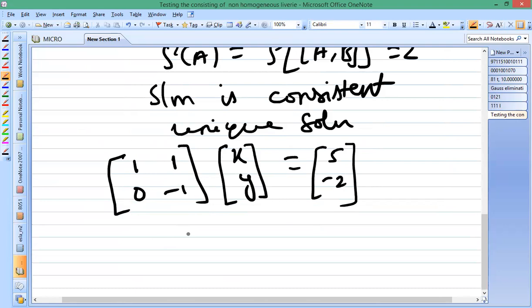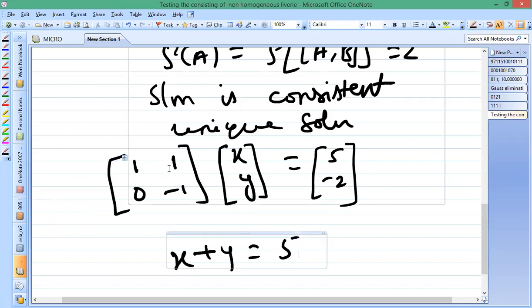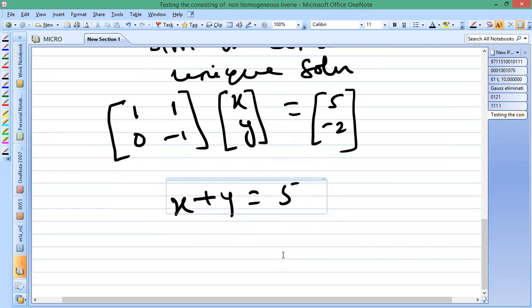So here 1 into x plus 1 into y. In matrix multiplication, the first row elements should be multiplied with the first column elements. Similarly, for the second column, the first row is multiplied with the second column. Like this we proceed. So as of now, just multiply the first row elements with the column elements: 1 into x plus 1 into y. That is nothing but x plus y is equal to 5.